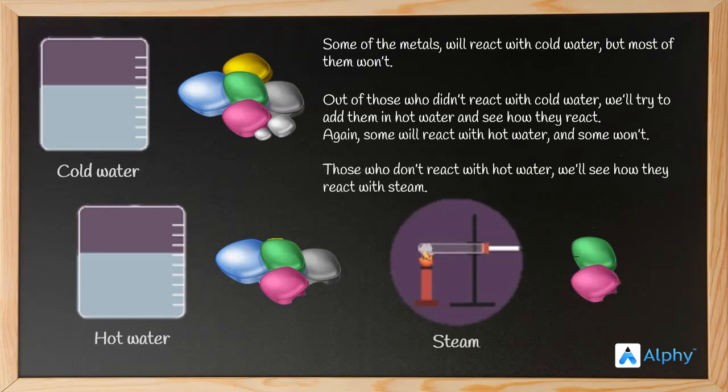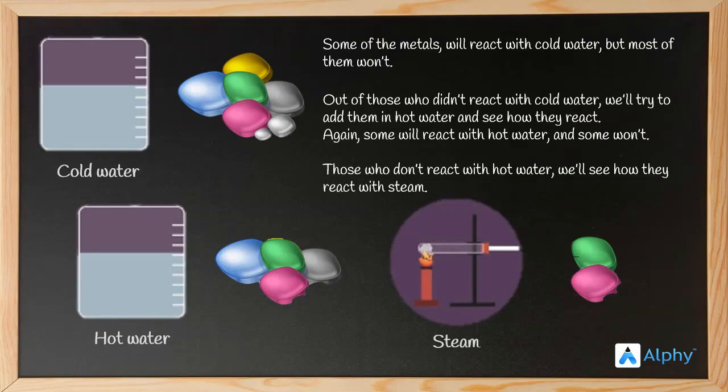Some metals will react vigorously in cold water while some do not react in cold water. Those which didn't react in cold water would react much more vigorously with hot water. So that's how the nature of the reaction changes according to the metal we consider. This is why we are doing it, and by this we can conclude which metal is more reactive and which metal is less reactive.